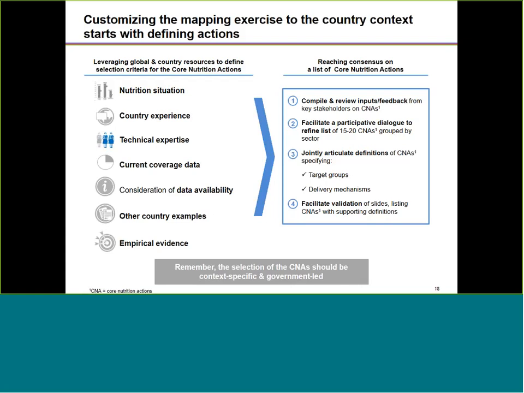And a final resource is empirical evidence on the impact and effectiveness of nutrition actions, which should be considered when selecting which actions to include in the mapping exercise. Sources of this, for example, can be the Lancet 2013 and 2008 or WHO's ELENA database. Moving to the right side of the slide, you can see that these actions should be developed and validated through a participatory approach with all stakeholders.